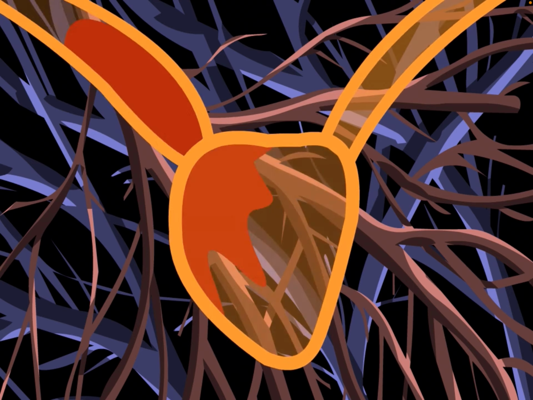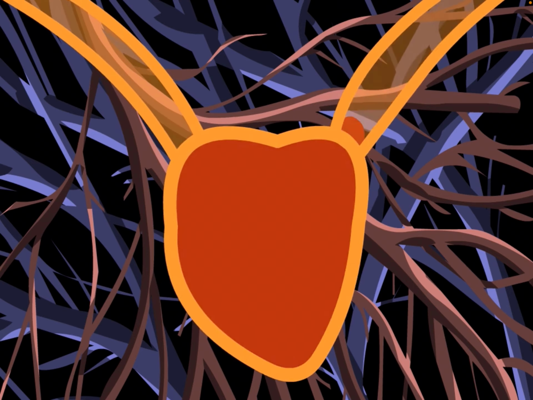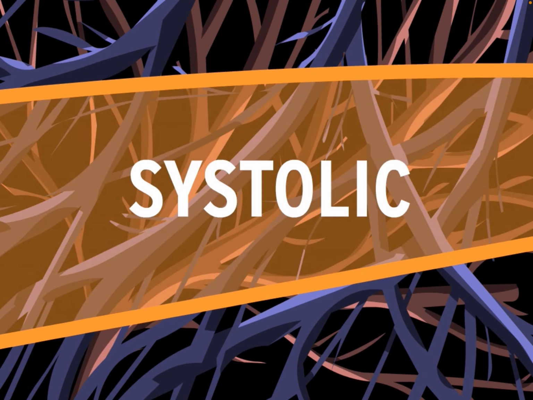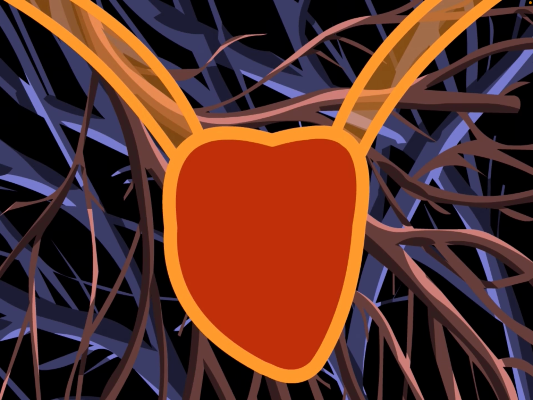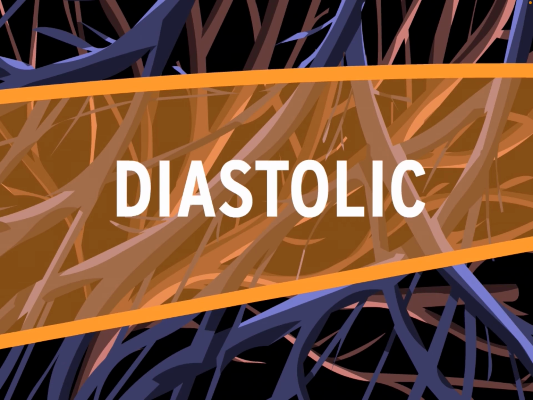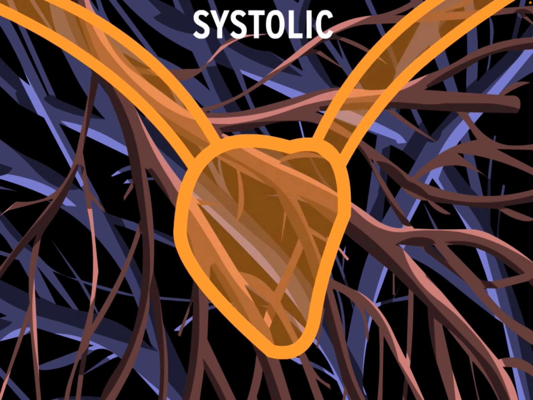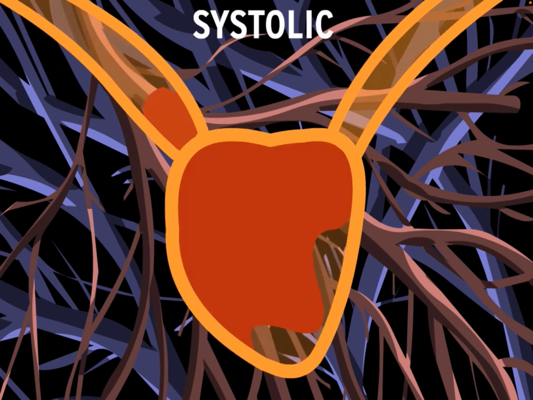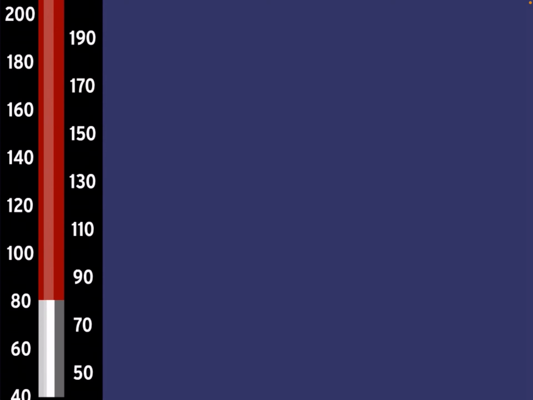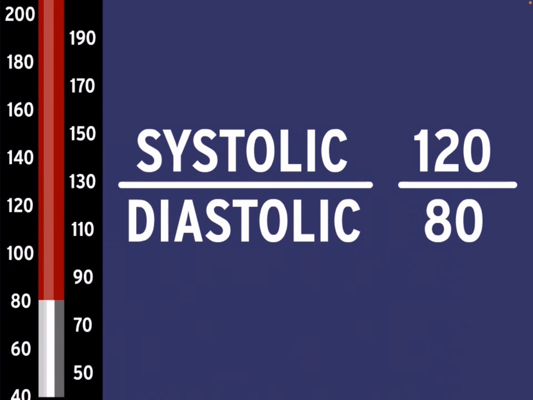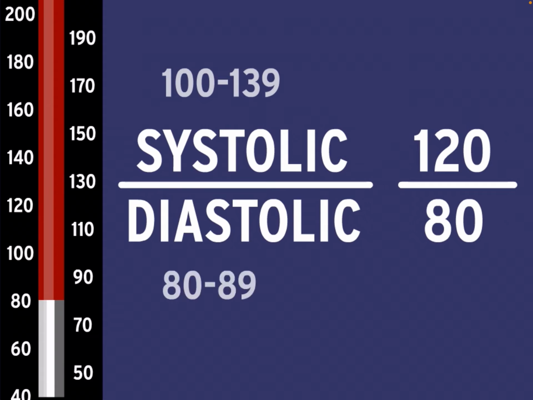Blood pressure is highest during the first part of the heartbeat when the heart contracts and pushes blood into the arteries. This is called systolic blood pressure. On the second half of the heartbeat, the heart relaxes and fills with blood. The pressure here is at its lowest, and this is called diastolic blood pressure. Blood pressure is read as systolic over diastolic, like 120/80. Normal blood pressure levels are between 100 and 139 for systolic, and 80 and 89 for diastolic.